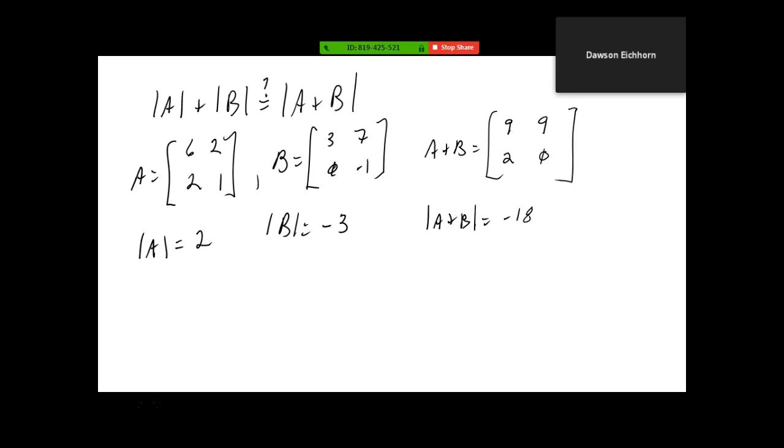I don't believe this is true. Because the determinant of A, 2, plus the determinant of B, negative 3, that would be negative 1. That's not equal to negative 18. So no, don't even try it. There is no rule for sums of matrices. There is for products. There is for scalar multiples. Okay? But not for sums.